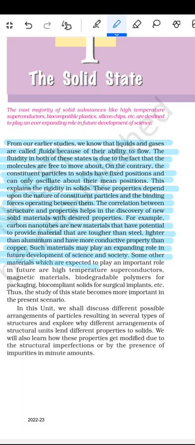Some other materials which are expected to play an important role in the future are high temperature superconductors, magnetic materials, biodegradable polymers for packaging, biocompatible solids for surgical implants, etc. Thus, the study of this state becomes more important in the present scenario. In this unit, we will discuss different possible arrangements of the particles resulting in several types of structures and explore why different arrangements of the structural units lend different properties to the solids. We also learn how these properties get modified due to structural imperfection or by the presence of impurities in minute amounts.